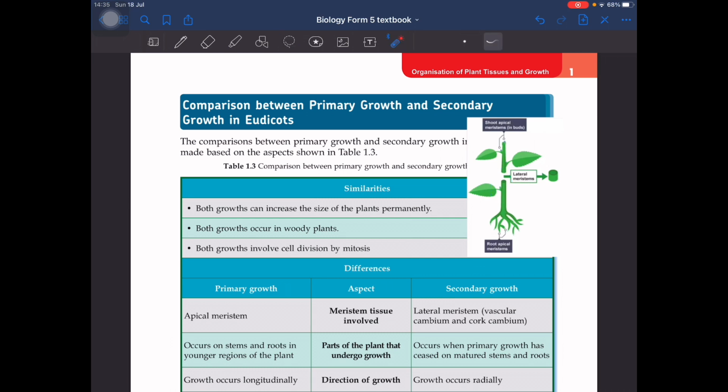So here is just a reminder of where the apical meristems are in the shoots and in the roots, and then you have your lateral meristem, which is just a cross section of a stem. Right, so the similarities between the primary and the secondary growth would be, of course, to increase the size of the plants permanently, because it's growth, and we've mentioned before, it's irreversible change, so we want the size to increase permanently. And then both growths occur in woody plants and also involve cell division by mitosis. Pretty simple stuff for similarities.